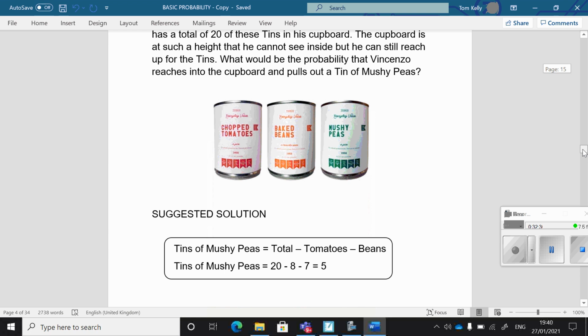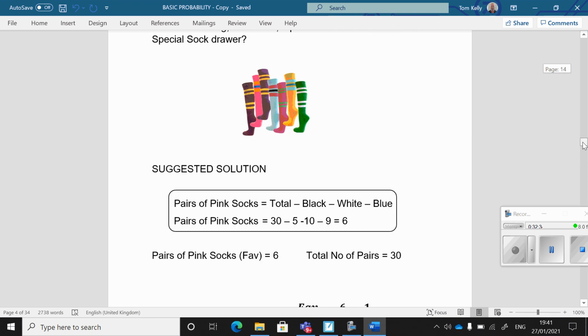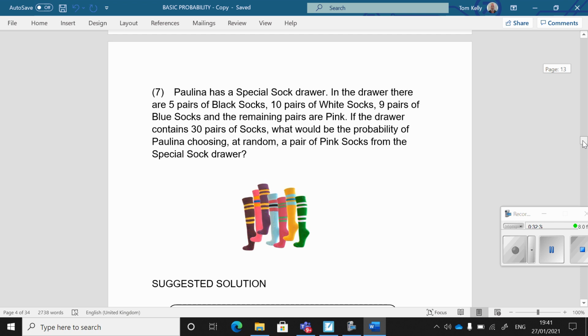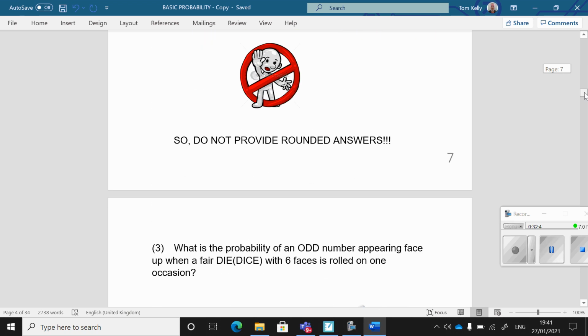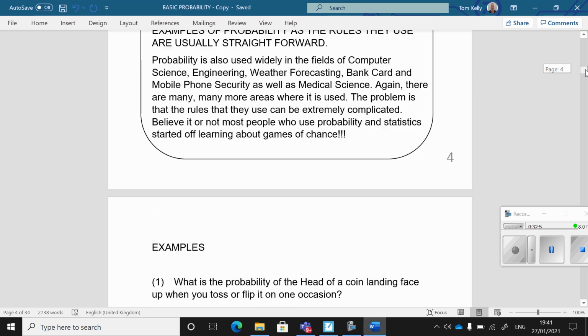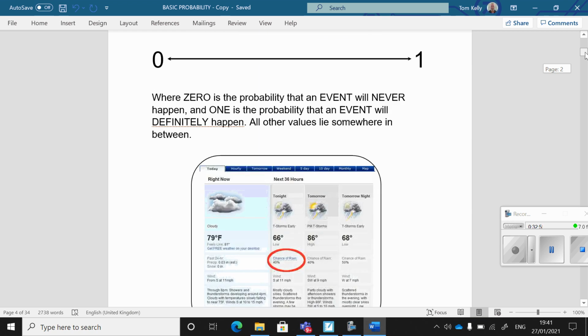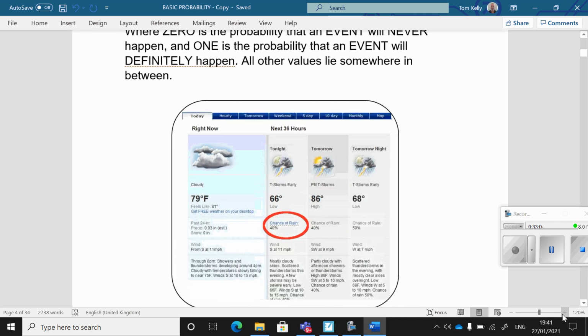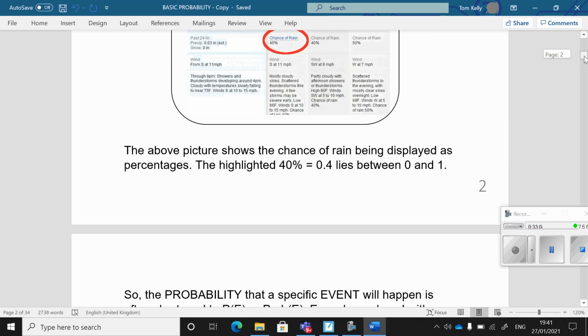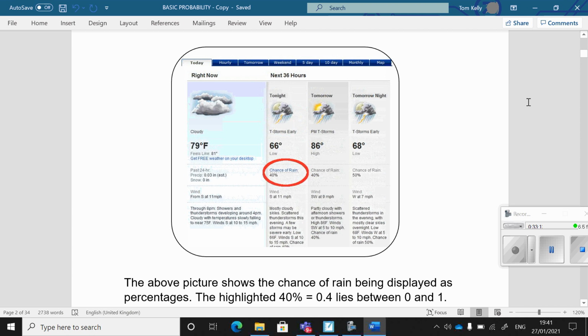So it doesn't always have to be games of chance. There's plenty of examples there. Where else do they use probability? Well, believe it or not, you probably check this every day, or you hear someone talking about it every day. Weather forecast. You might see it in a newspaper. You might hear it on the radio. So the highlighted one, they're showing you it's a percentage. That percentage is based on recorded information. So a percentage here, 40% or 0.4, it definitely lies between 0 and 1.